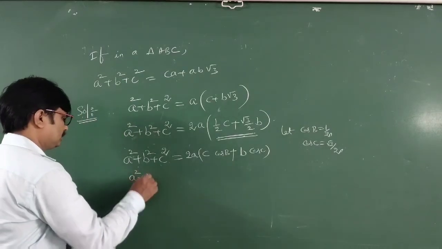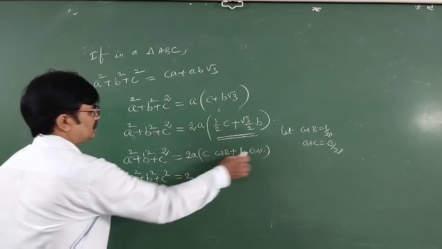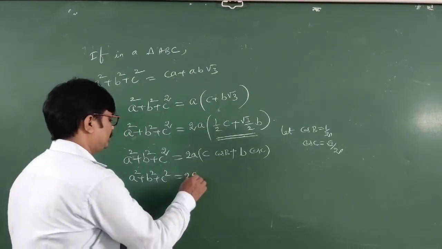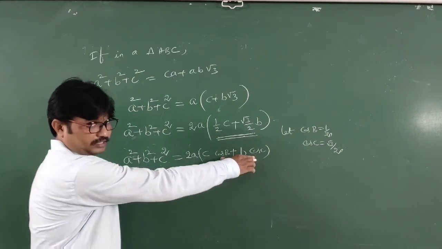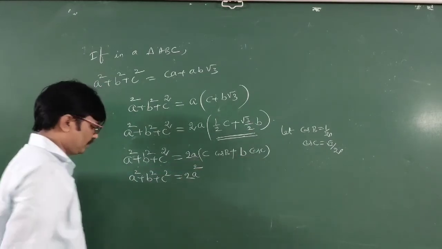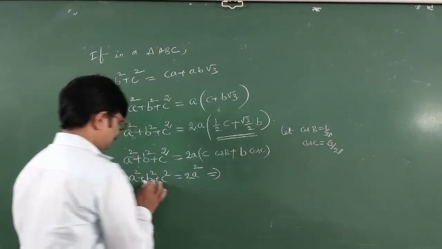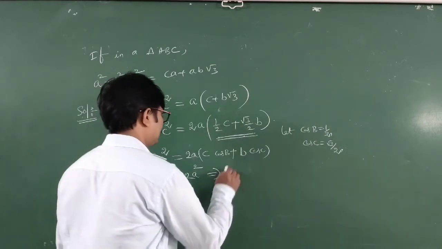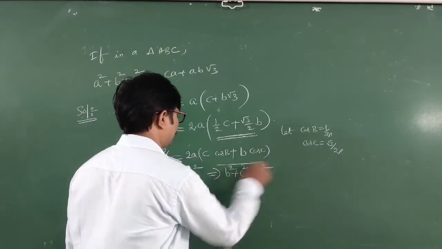This is what students? a square plus b square plus c square equals 2a, and from the projection rule, small a is 2a into a, that is 2a square. We can write this as a plus a square standing on the side minus a square. So students, this is b square plus c square equal to a square.